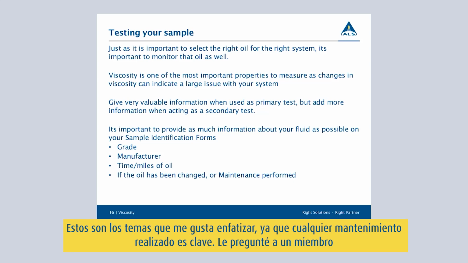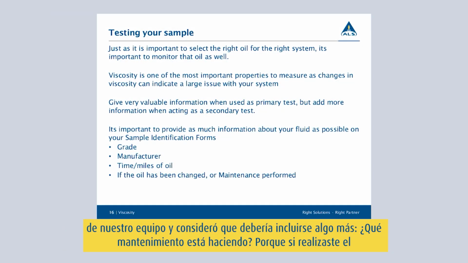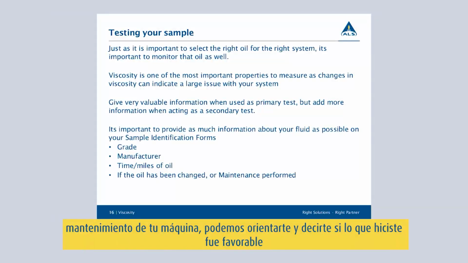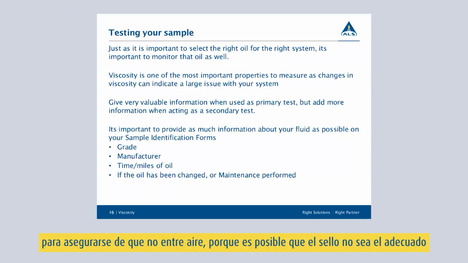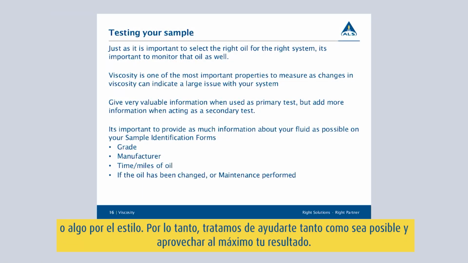So those are huge things that I always like to push and let you know, as well as any maintenance performed. This one's key. I actually asked one of our diagnosticians if they thought anything else should be included, and that's what maintenance you're performing. Because if you've performed maintenance on your equipment, and they know what you've done, they can help say what you did was good, what you did helped, or, you know what, I am seeing an issue with this, and I see that you did this maintenance. Do you want to double check and make sure that air's not getting in because there might not be a proper seal or something along those lines?